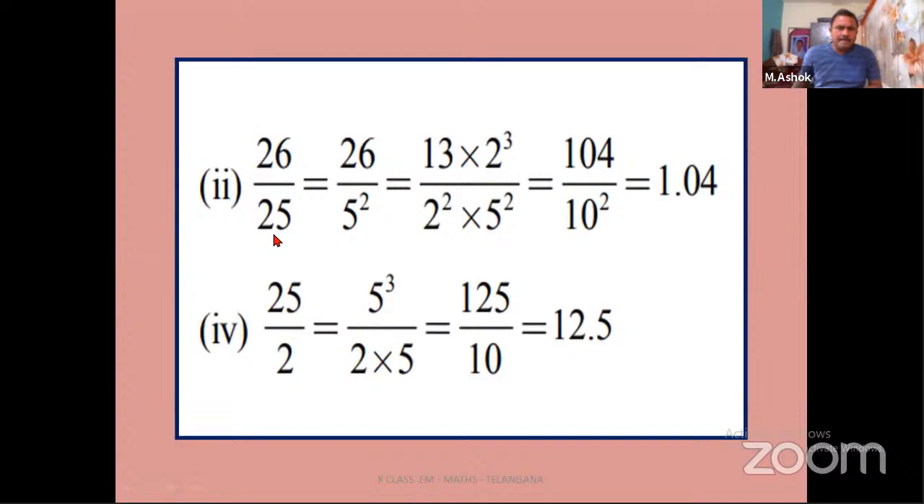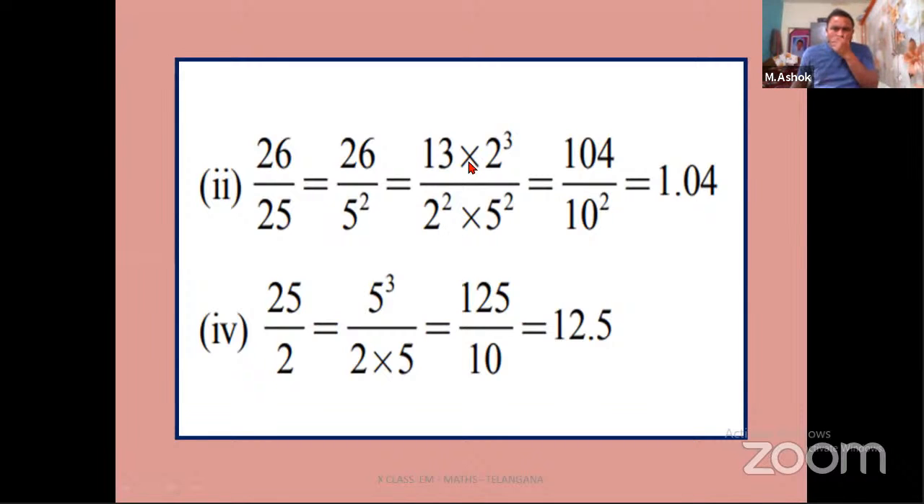26 by 25. First of all, I have to write the prime factorization of the denominator. 25 becomes 5 square. Now to get 10 square, we require 2 square. Whatever power 5 has, you have to multiply the same power with 2. If we multiply with 2 square, 26 can be written as 13 into 2, and again we are multiplying with 2 square, both numerator and denominator.